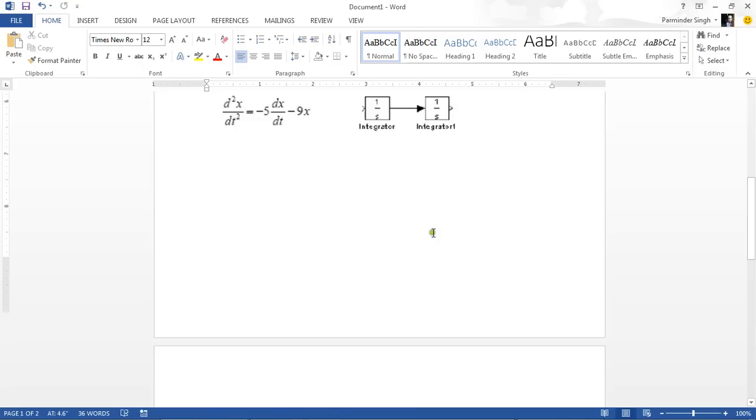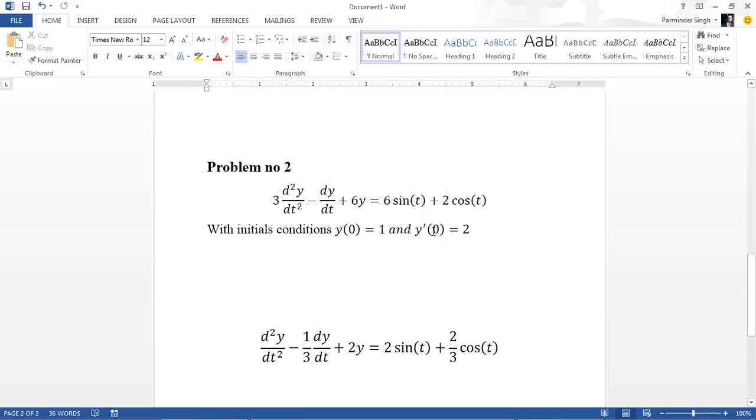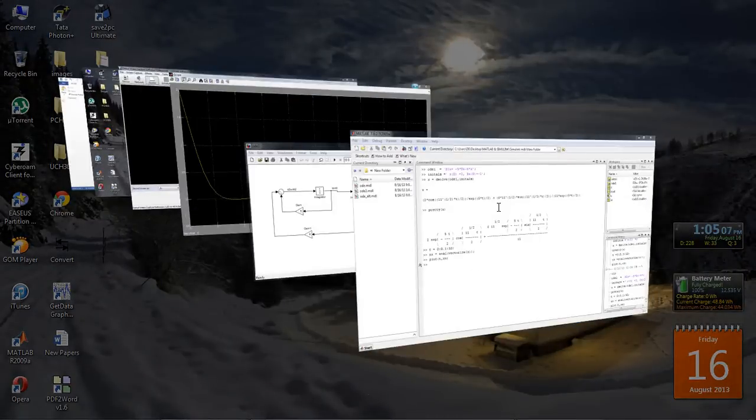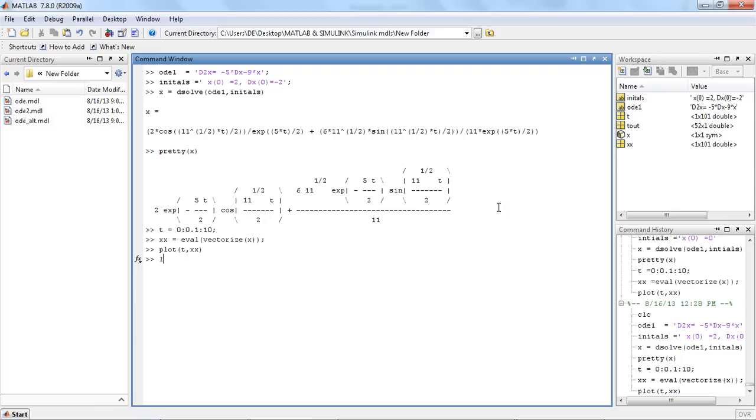This time the problem is 3 d square y by dt square minus dy by dt plus 6y equal to 6 sin t plus 2 cos t, with the initial condition that y at 0 is 1 and y dash at 0 is 2. Okay, so first let's solve this equation in the MATLAB codes, and then we'll check with using Simulink.